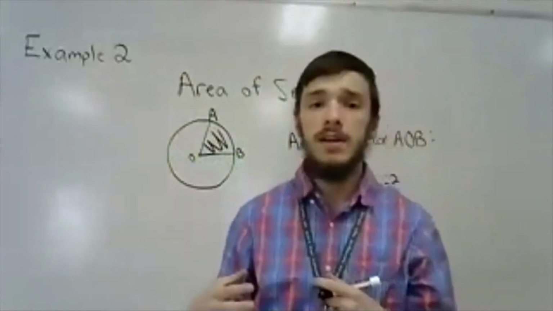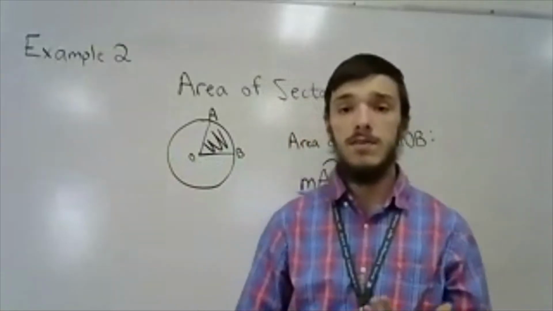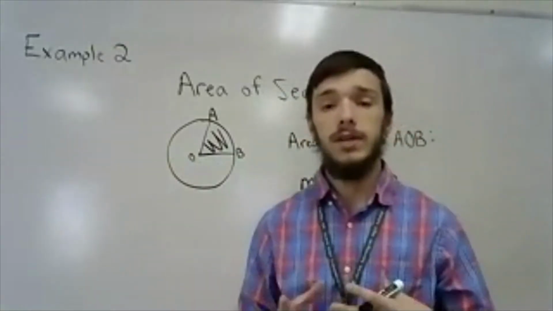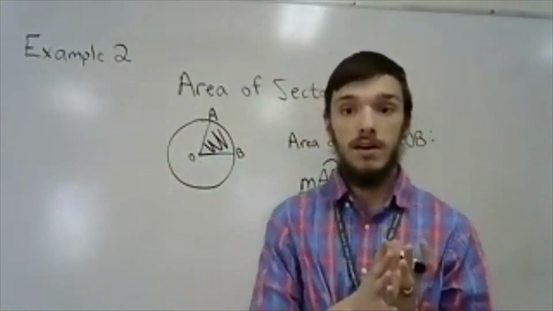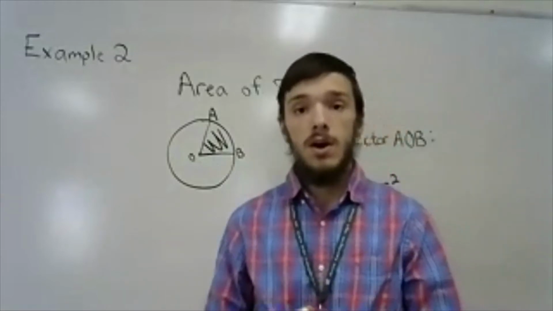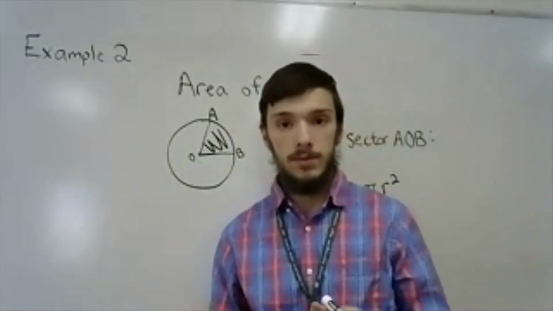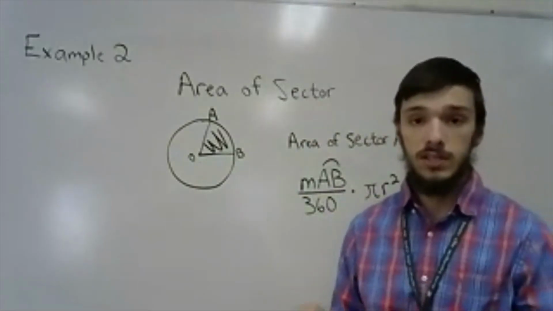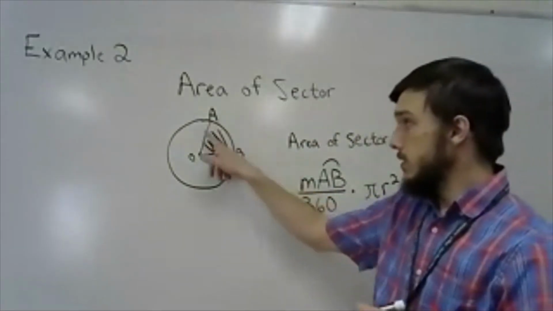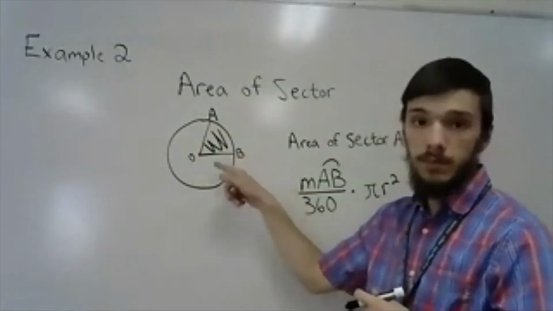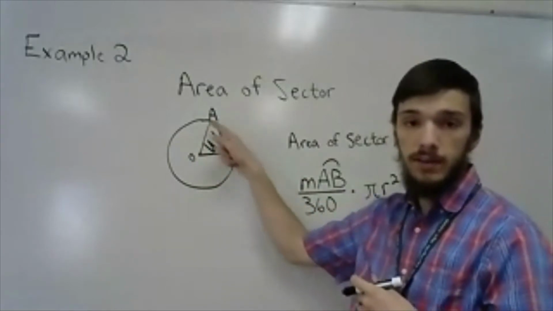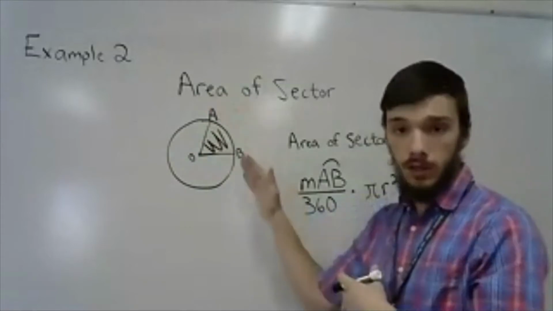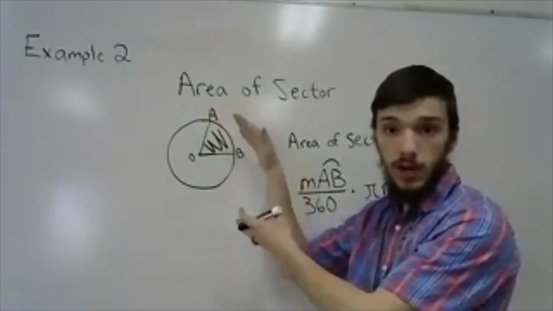Now that we know how to find the area of the whole circle, we're now going to look at finding the area of parts of the circle. And so one way that we can break up a circle is we break it up into what's called sectors. And a sector is formed by 2 radii forming a central angle and closed in by an arc of the circle.